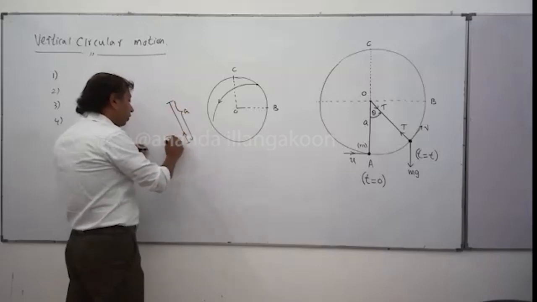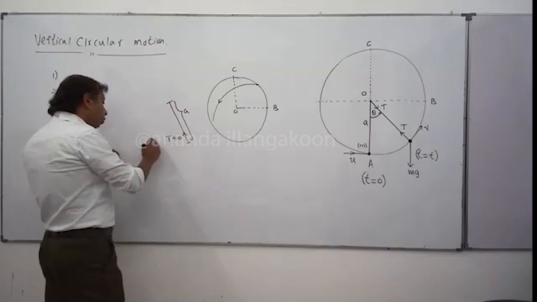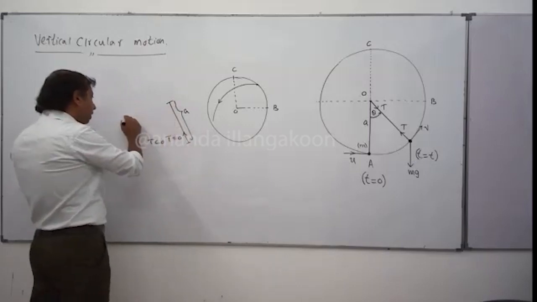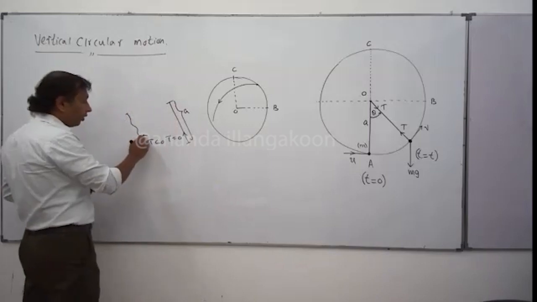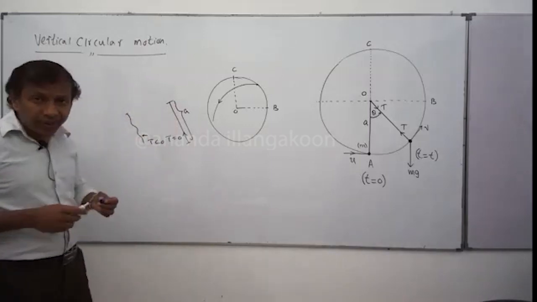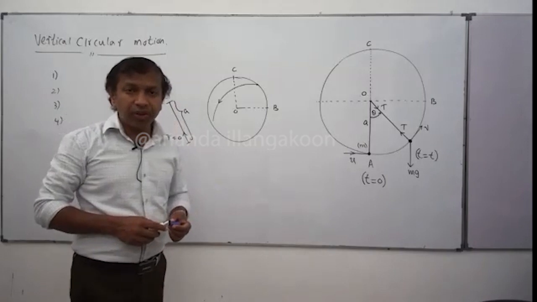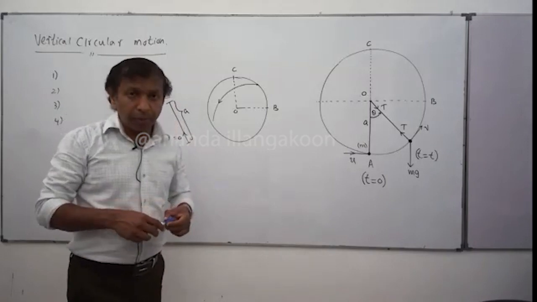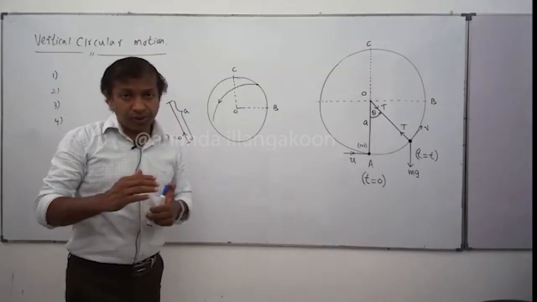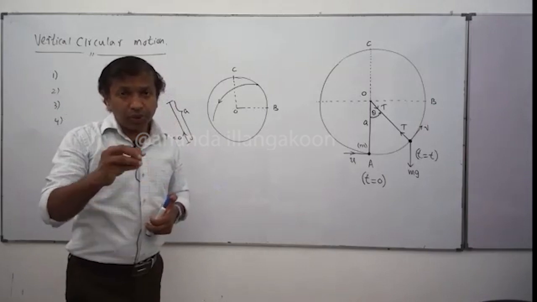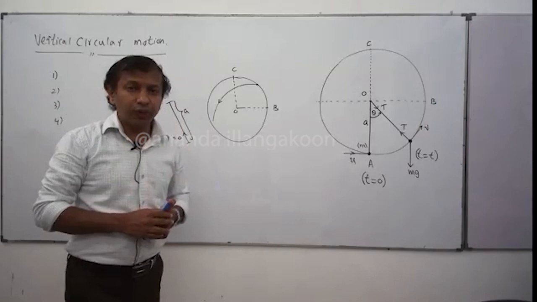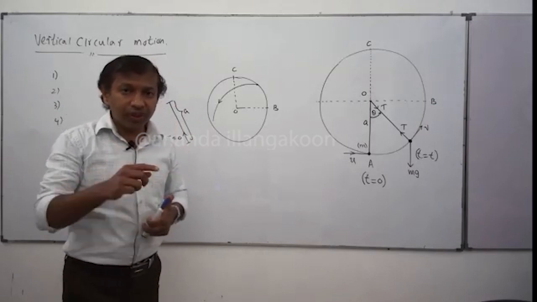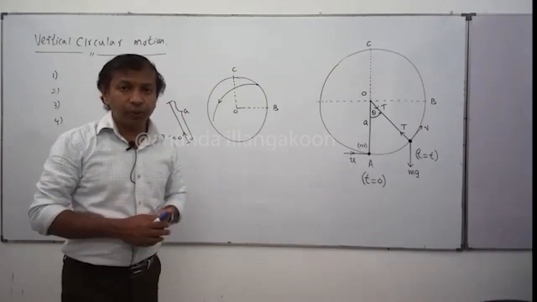Tension negative means, people, the string gets slack like this. If tension is negative, that tension begins to come to negative. First, the tension comes to 0. Thereafter, it comes to negative. At the moment tension becomes 0, next occasion the tension is going to be negative.